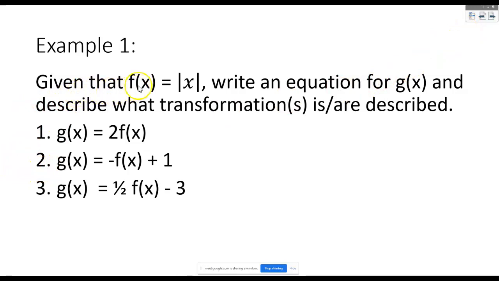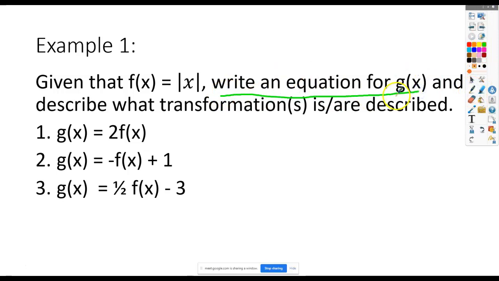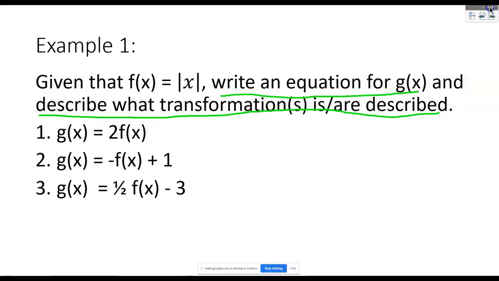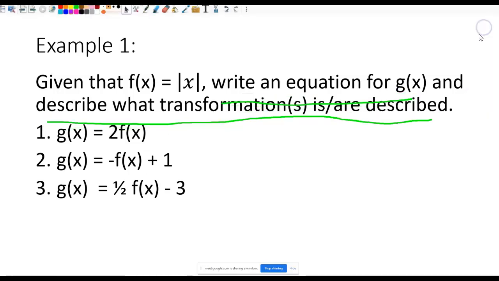So here we go. Given that f of x is this function here, the absolute value of x. So we have a function and it's defined as the absolute value of x. Write an equation for g of x. So that's one thing that we're going to do, we're going to write an equation for g of x. And then we're going to describe what that transformation is. Okay? So each one of these questions is a 2-part question. We're going to write an equation and then we're going to describe it. Describe what sort of transformation it is.